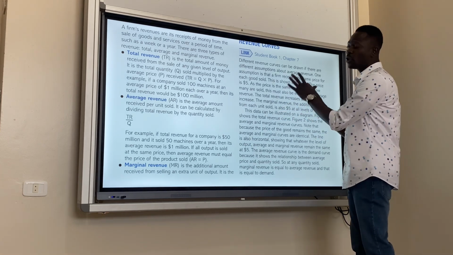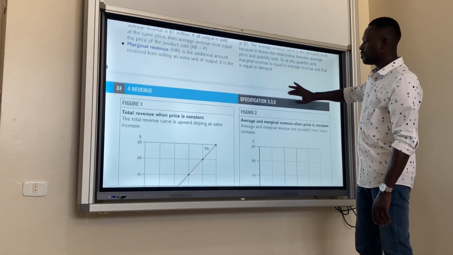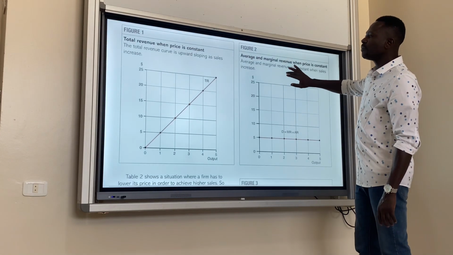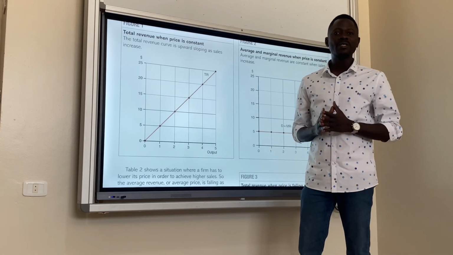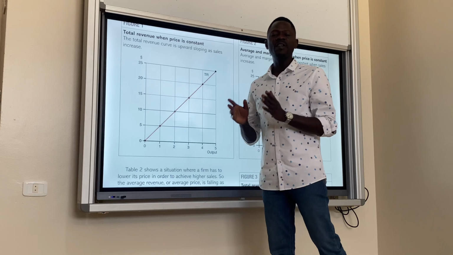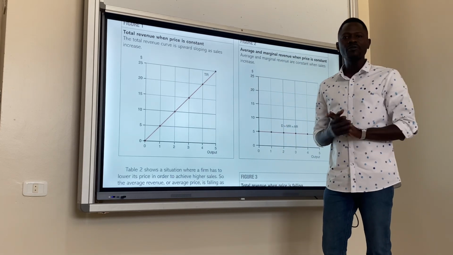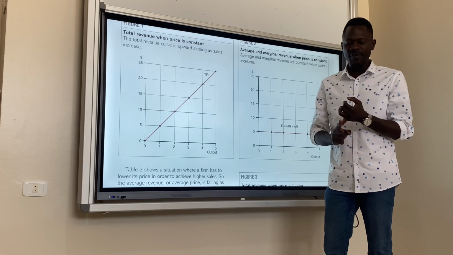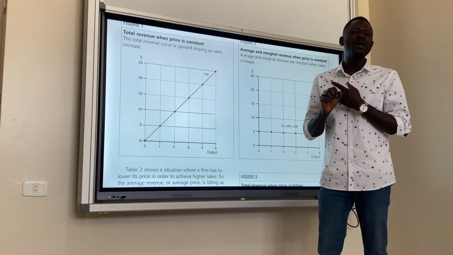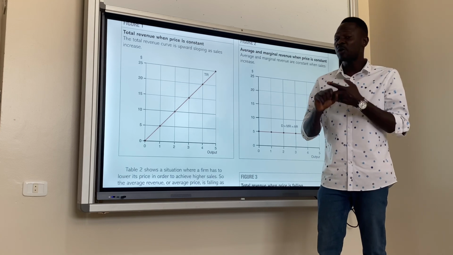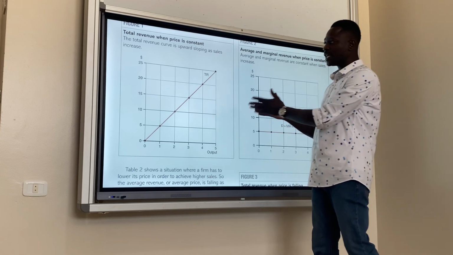So I'm going to use the table to explain what is being said here. So we have the table here. They said if the price remains constant. So if the price remains constant, that means the price remains unchanged. If the price remains unchanged, what will happen to the revenue curve? 2 things are going to have to happen. You know we have our total revenue. What happens with our total revenue when the price remains constant? What happens with our average revenue when the price remains constant? And what happens to our marginal revenue when the price remains constant? So we get to go through this.